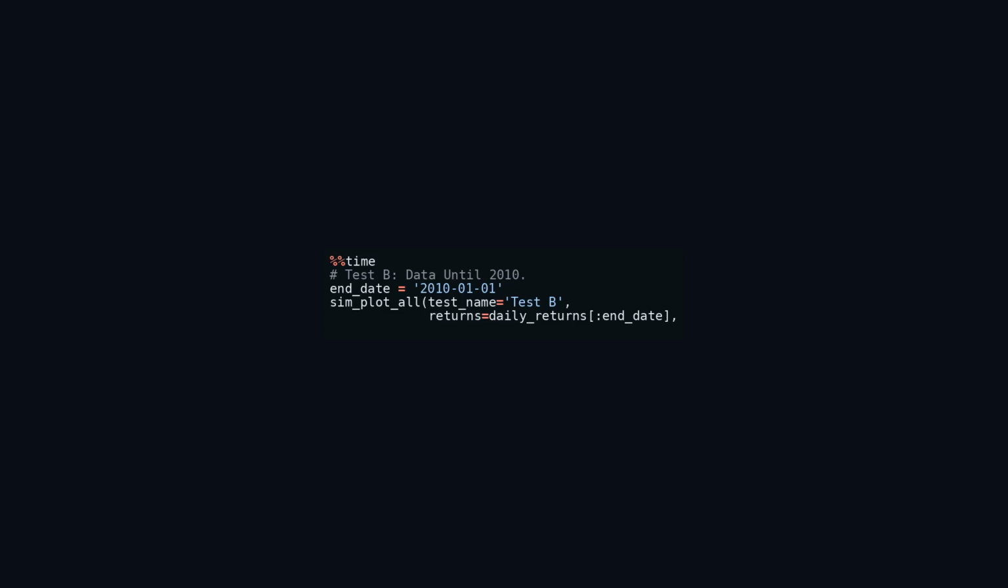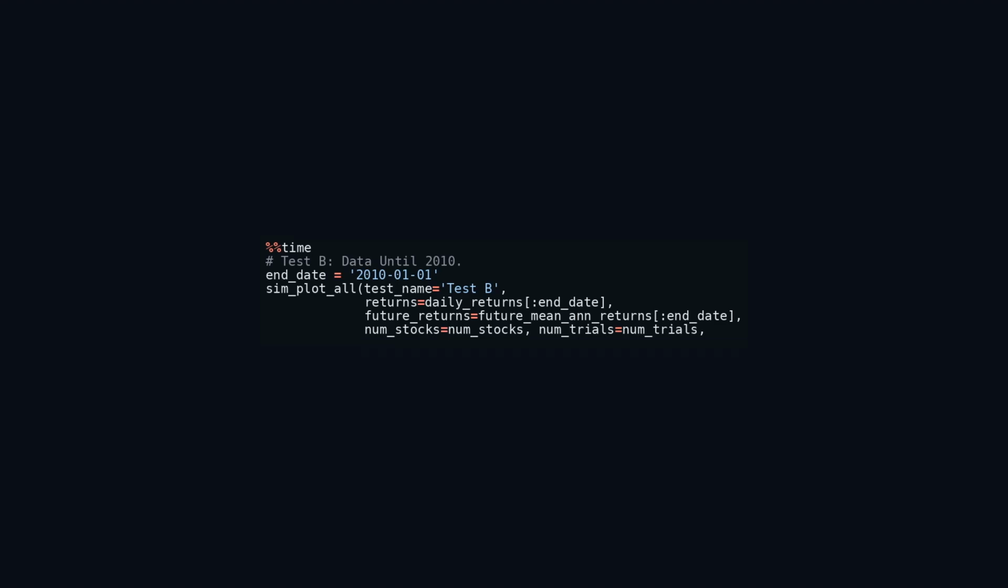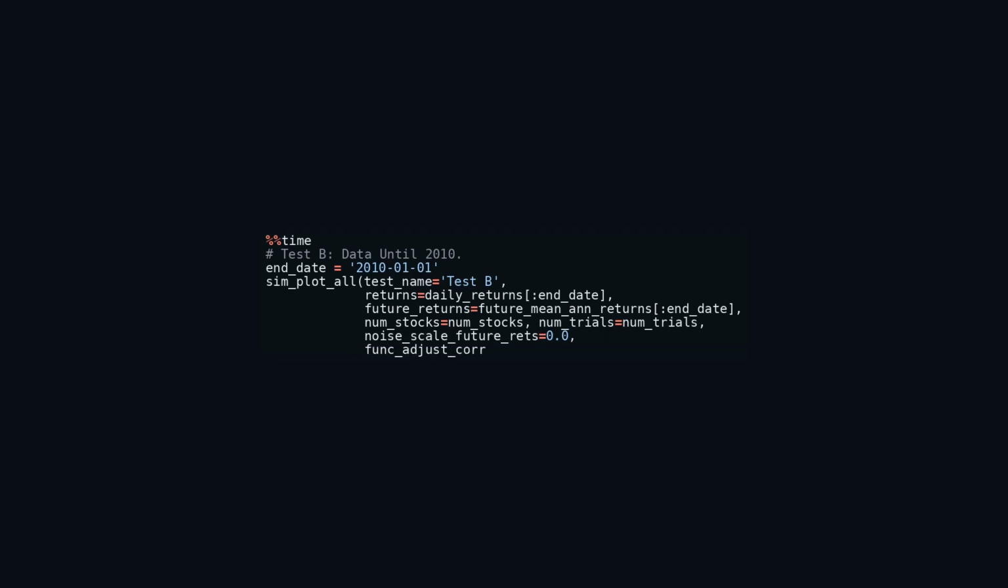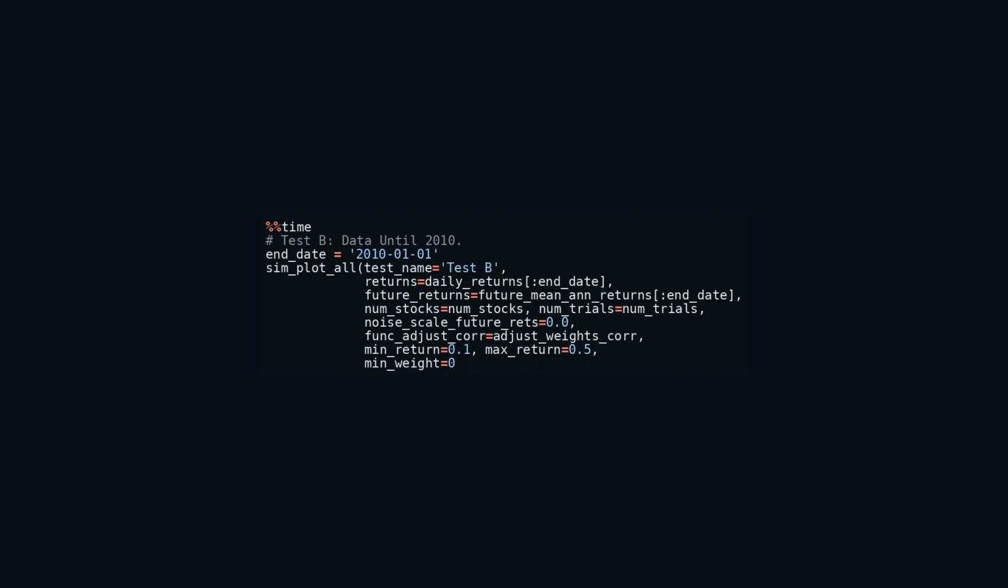The function simPlotL is called with various parameters including test name, returns, future returns, num stocks, num trials, noise scale for future returns, adjust function for correlations, min return, max return, min weight, and max weight. This function is likely intended to simulate and plot financial data, potentially for portfolios or investment strategies. Using time here is crucial for measuring the execution time of this specific financial simulation for data until the year 2010. The timing information obtained is essential for optimizing the code, identifying performance bottlenecks, or comparing the efficiency of different implementations. This kind of analysis aids in understanding the computational resource requirements necessary for running such simulations and can be leveraged to enhance the overall performance of the financial analysis process.